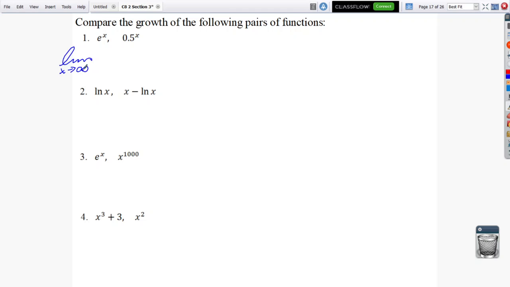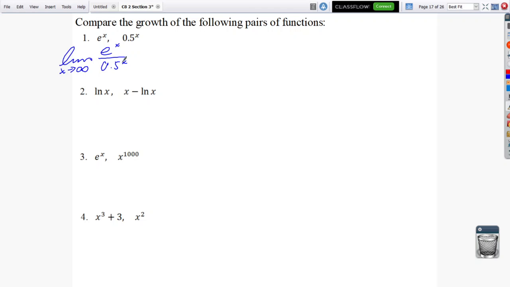Again, that first one, I see two exponential functions. It doesn't matter which one you put on top, whether you put e to the x or 0.5 to the x. Again, if you put the fast one up top, you get infinity. If you put the slower one up top, you get 0. So I'm just going to, it came first, so I'm putting e to the x up top over 0.5 to the x.